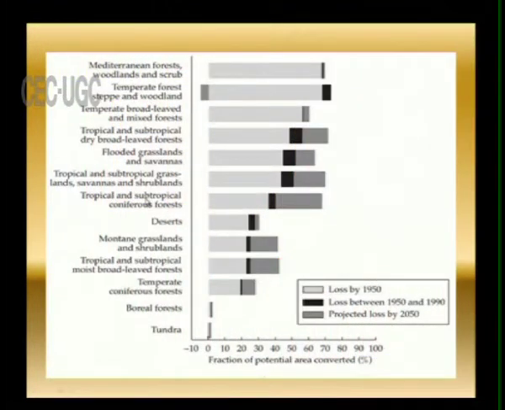And here, this diagram is talking about what type of forest is majorly deforested. Here the boreal, temperate and coniferous forests: the light grey portion is lost by 1950, which means they were mostly affected in the 1950s, the black is lost between 1950 and 1990, and the dark grey is the projected loss by 2050. In comparison with the projected loss, we can see the loss already happened by 1950 is too much. That means a great damage has already happened to the environment.